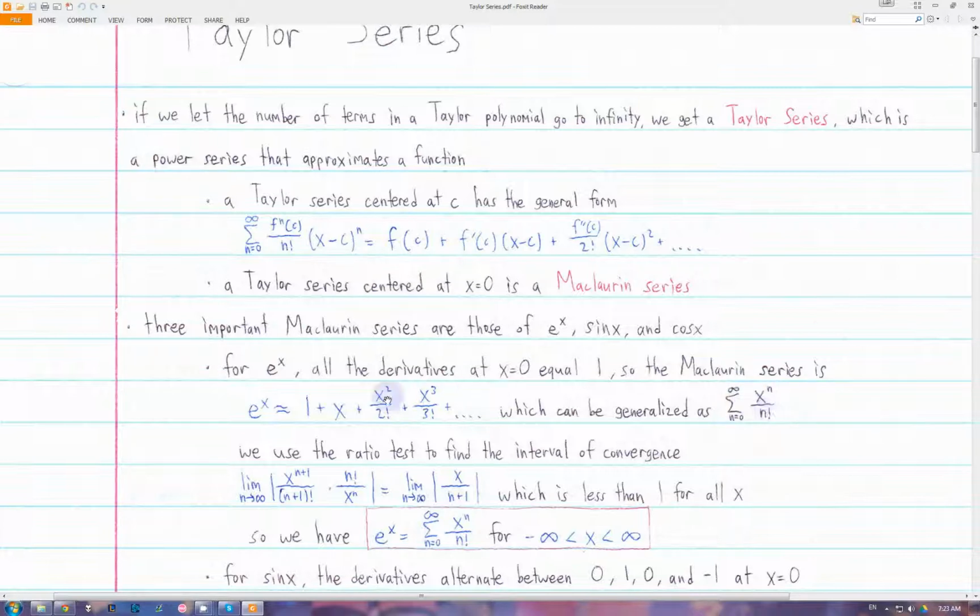And of course we want to find on what interval this Maclaurin series is a valid approximation. So we use the ratio test on this power series, and this limit is always going to be equal to 0. So the interval of convergence is infinite, and this power series is the Maclaurin series for e to the x for all values of x.